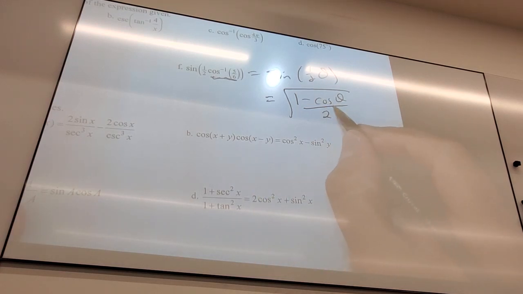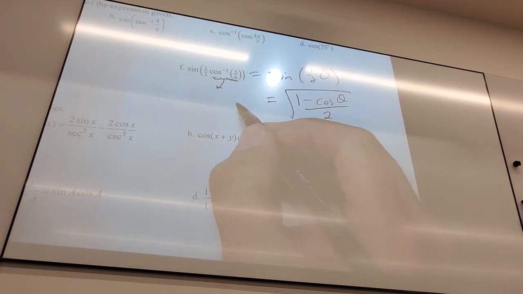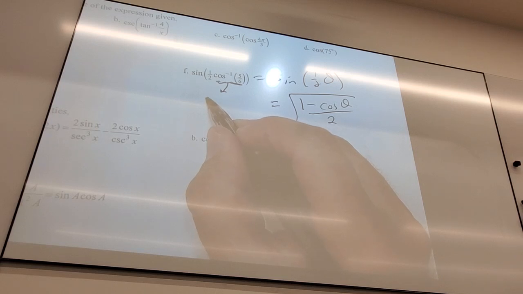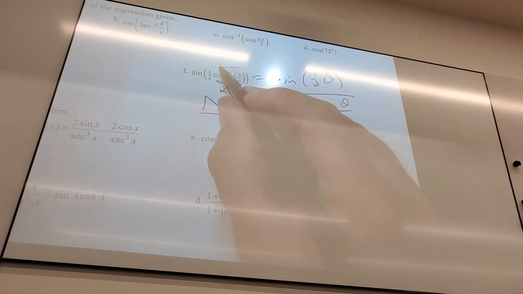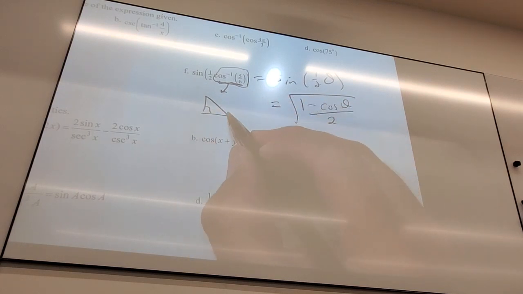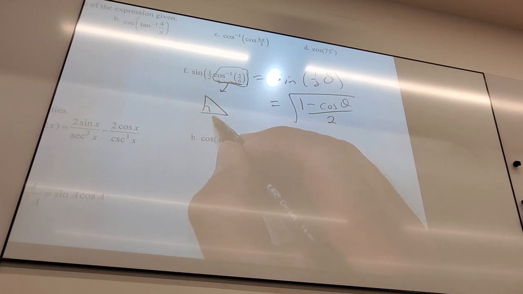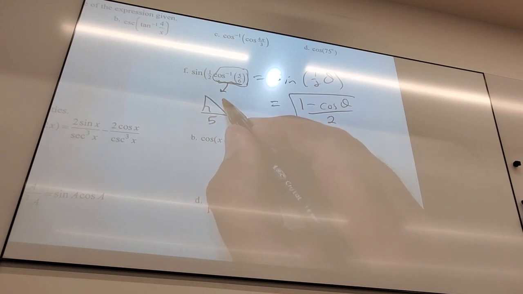Now I need to know cosine theta, correct? Let me see if you guys are cool. There's a couple ways to look at this. I'm going to do this the long way. Can't I draw a triangle based on this part of it? Cosine is what over what? It's x over 6.